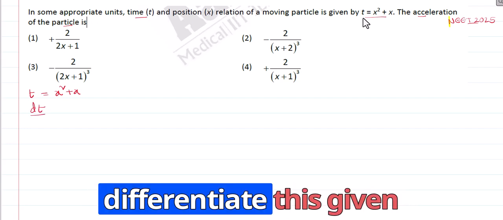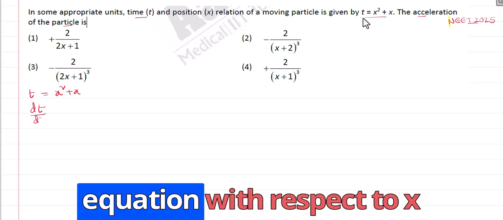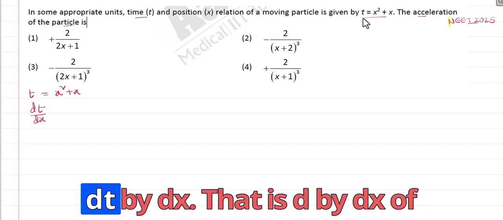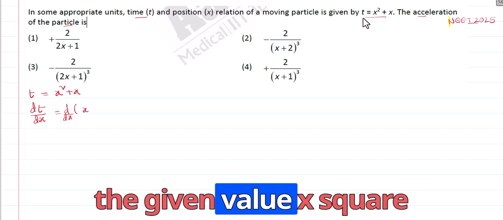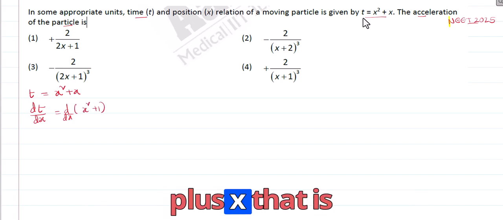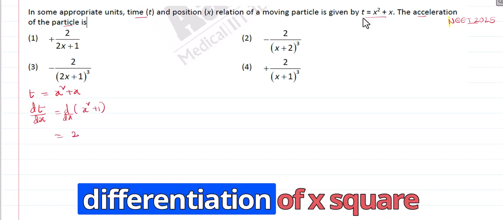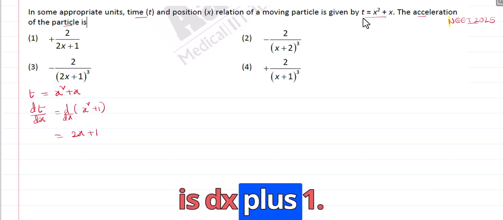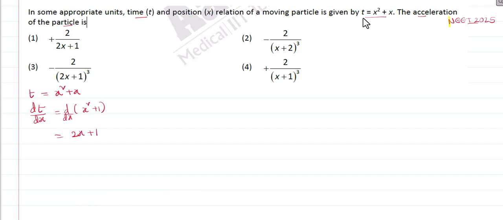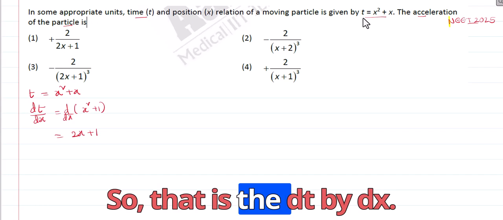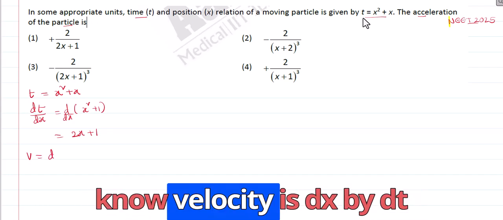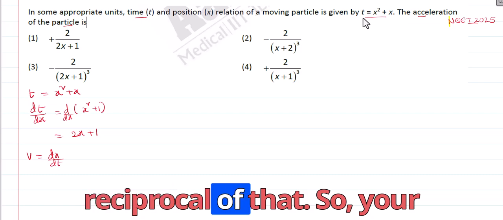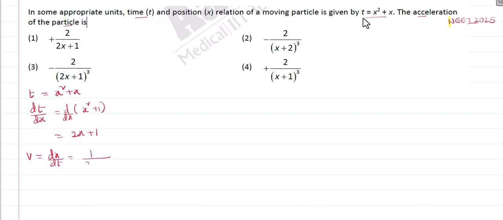Let us differentiate this given equation with respect to x, dt/dx. That is d/dx of the given value x² + x. The differentiation of x² is 2x, plus 1. Right? So that's dt/dx. But you want velocity. We know velocity is dx/dt, the reciprocal of that. So your answer is 1/(2x + 1).